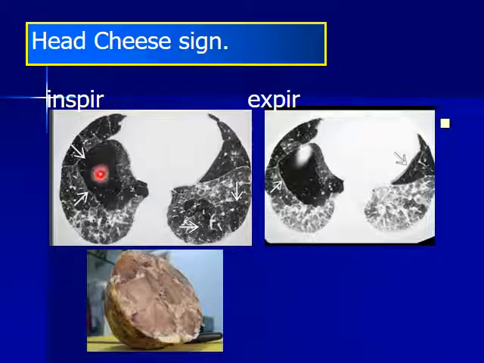By the way, presence of area of air trapping, ground glass opacities, and fibrosis are called a sign called head cheese sign. Head cheese sign, simulating this appearance. Areas of air trapping, areas of consolidation or ground glass opacities together in the same column. Head cheese sign. It has been described in chronic hypersensitivity pneumonitis.